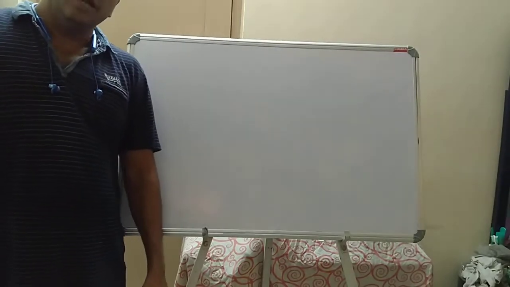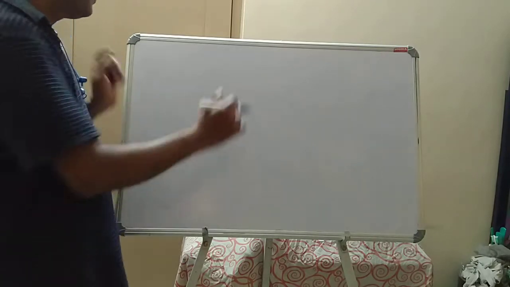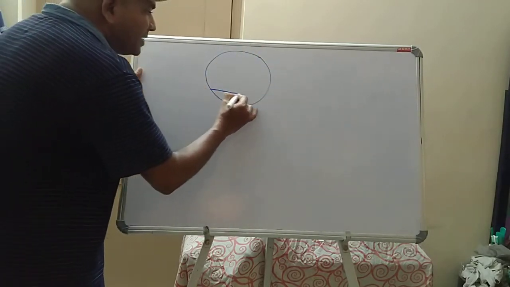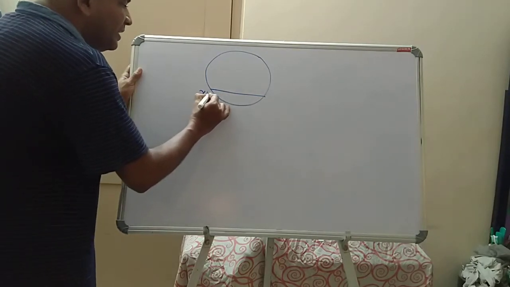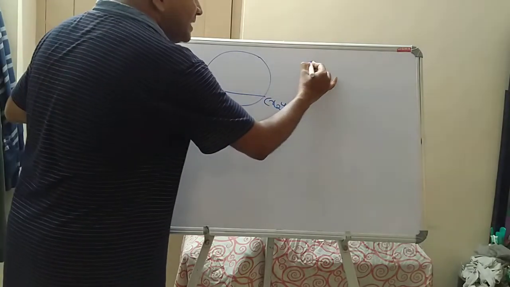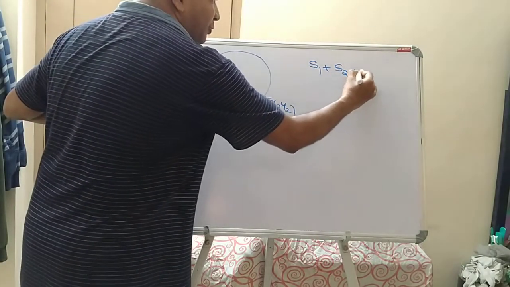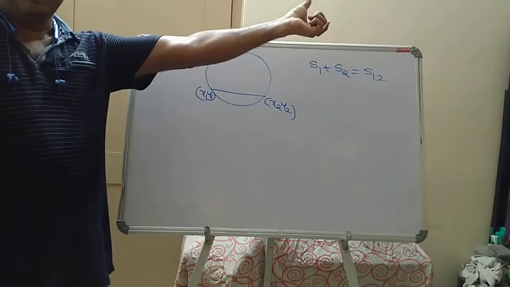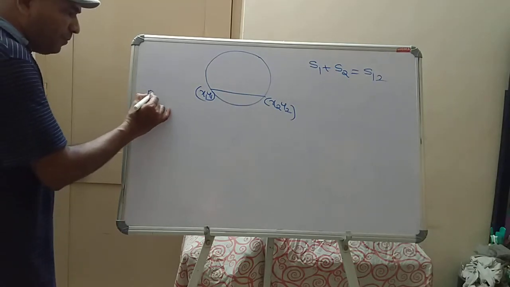Now the equation of the chord of the circle passing through (x1, y1) and (x2, y2) is S1 + S2 = S12. Now we are going to derive this theorem. Proof.